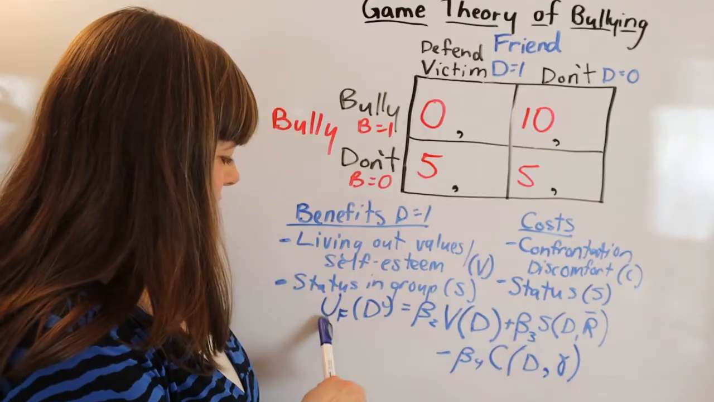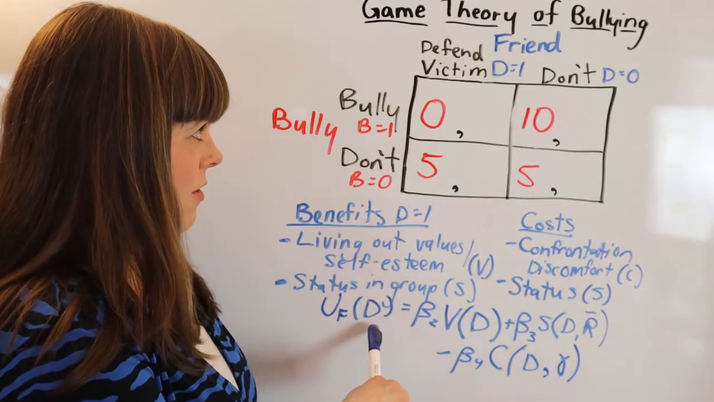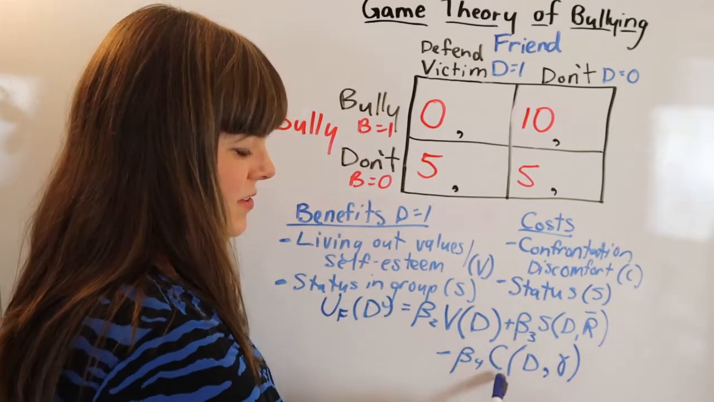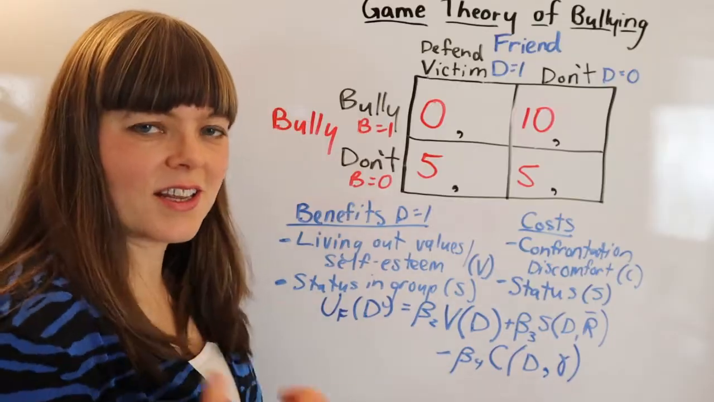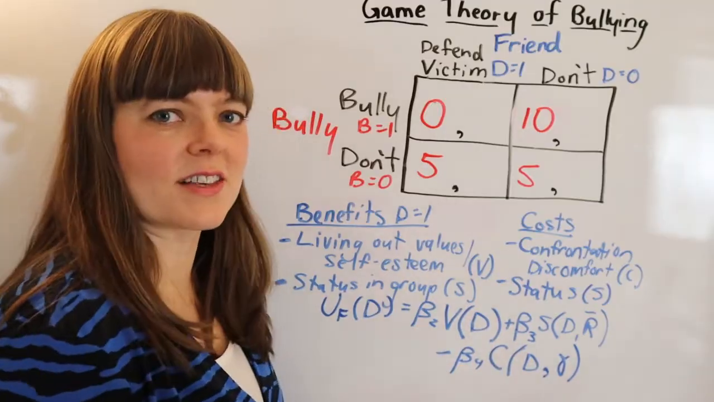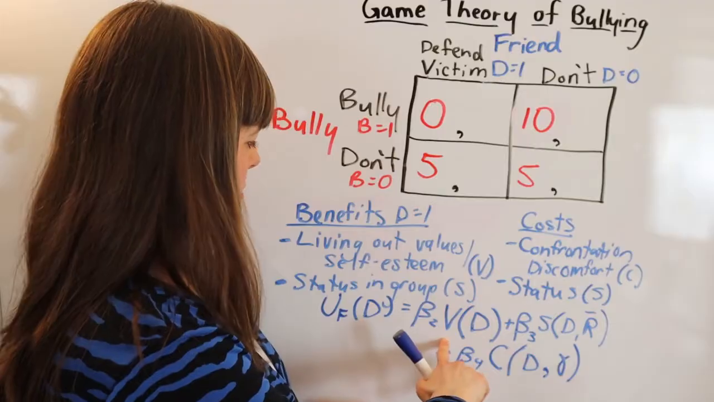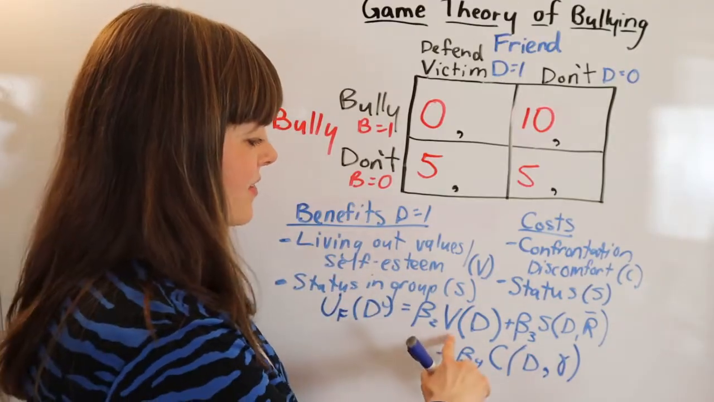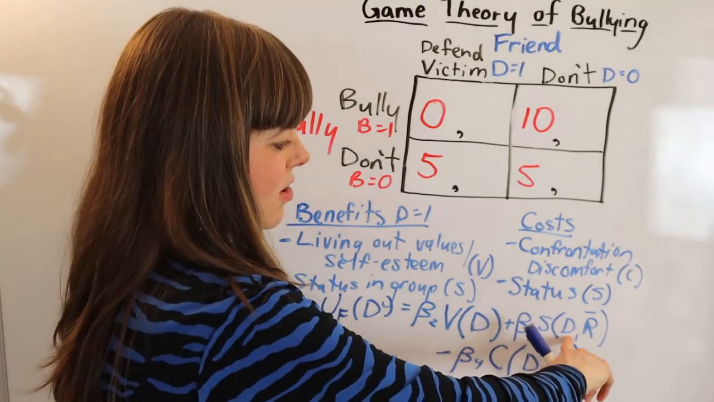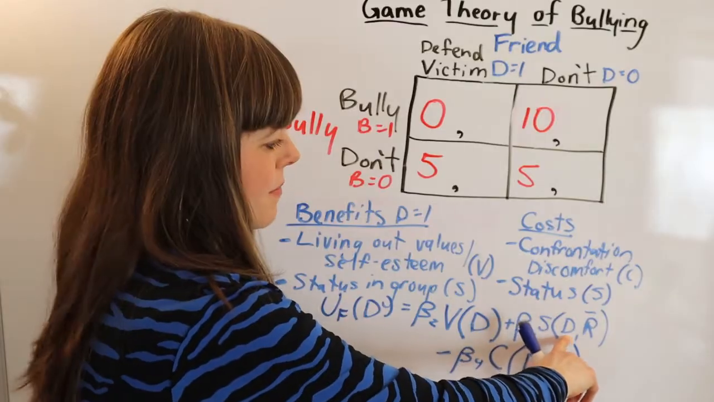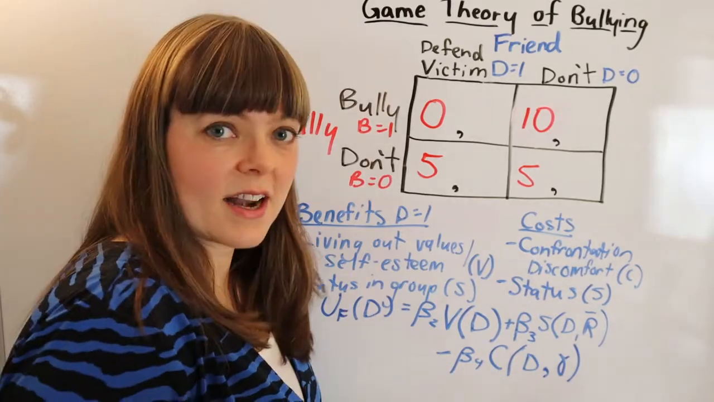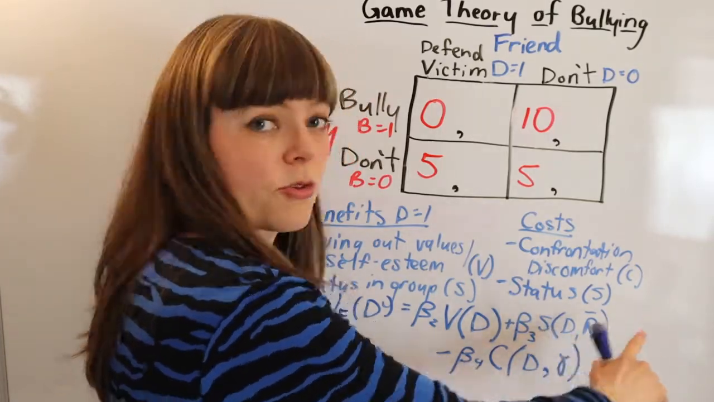Okay, so we've got the utility of the friend for whether or not they defend the victim is going to be a function of 3 components, and each of these has an importance weight such that each particular person, depending on their character and their personality, has a different weight they place on each of these things. The first thing they care about is living out their values, which is going to give them self-esteem, etc. The second thing has an importance weight, and it is their status in the group, and that status depends on whether or not they defend the victim, and it depends on R, which is the response of other members of the group. So the status could go up or it could go down depending on the group's response.